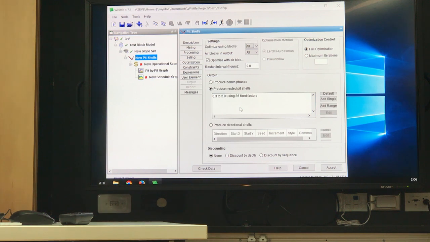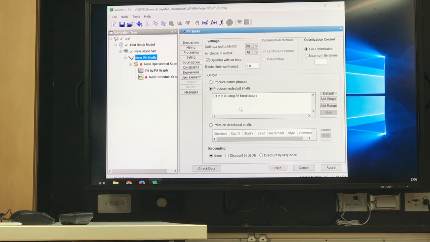Yes? I've seen in Whittle before that if you use a low factor, it'll mine out one area and then it'll mine out somewhere else as well, because that's where there's good grade. So yes. What do we do in that case? You need to look at it.